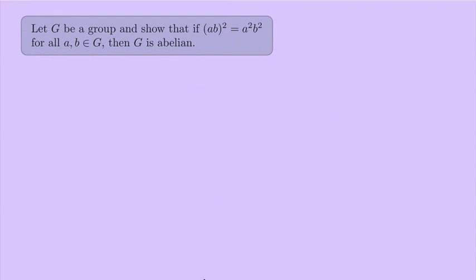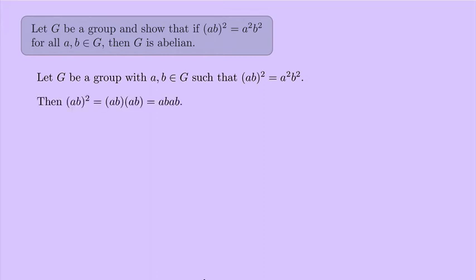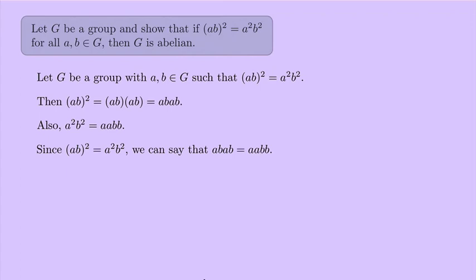So to begin with this proof, we should probably start by saying let G be a group with A and B being elements of G such that (AB)² equals A²B². It's good to just restate what we know. So also be sure to use complete sentences for a proof. Next, we can say that (AB)² equals AB times AB, and that's the same thing as ABAB. Okay, then we can say that A²B² equals AABB. Okay, this is all stuff that we did before. So now we know that since (AB)² equals A²B², we can say that ABAB equals AABB.